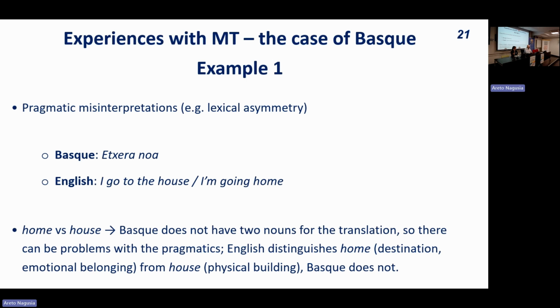Again, I rely on other people's expertise here. Quite often you get problems of pragmatic misinterpretations with MT, any kind, whether it's AI-based or more traditional neural MT systems. So the Basque statement, Etxera noa, in English could correspond to I go to the house or I'm going home, on the basis that Basque does not have two separate nouns for home and house as English would have. As we know, in English, home indicates the emotional belonging as opposed to house, which is more the physical building. And this is not readily available in Basque as a lexical difference. So there could be some ambiguity there or an empty output that is not ideal.